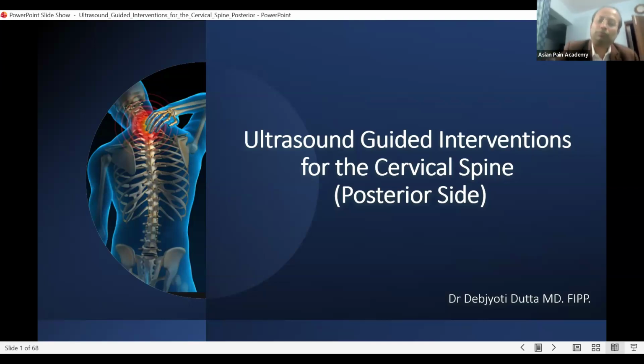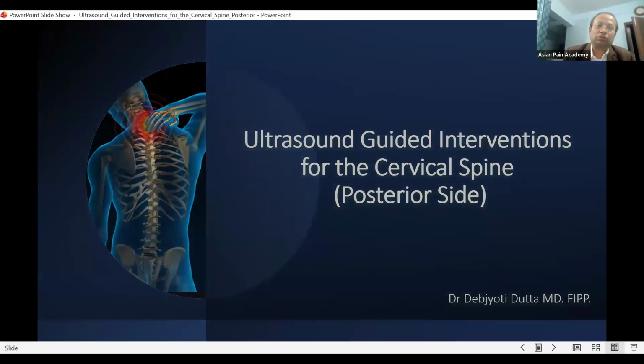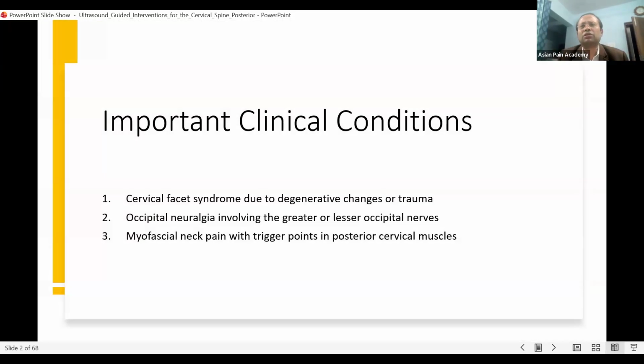Okay. So here we are talking about some interventions of the cervical spine. Some important conditions with which the patient comes to a pain clinic. One is your cervical facet pain. Okay, facet pain syndrome. It can be due to degenerative disease or trauma.